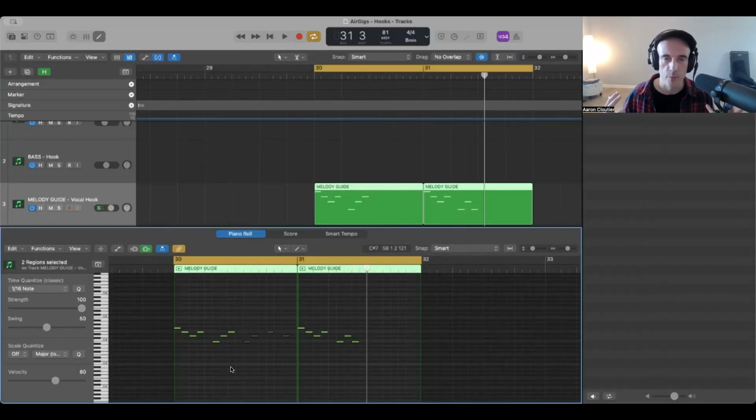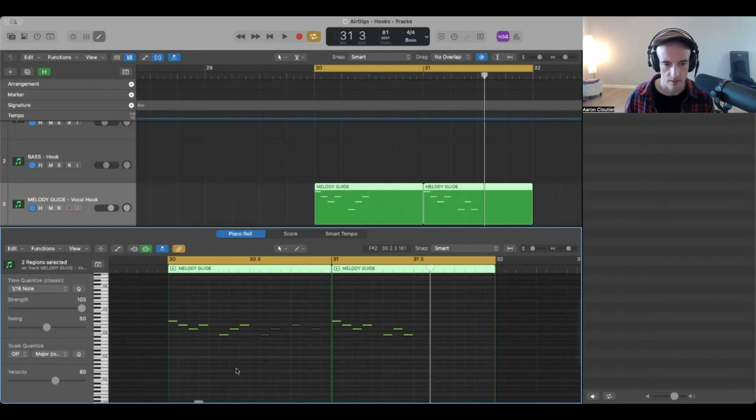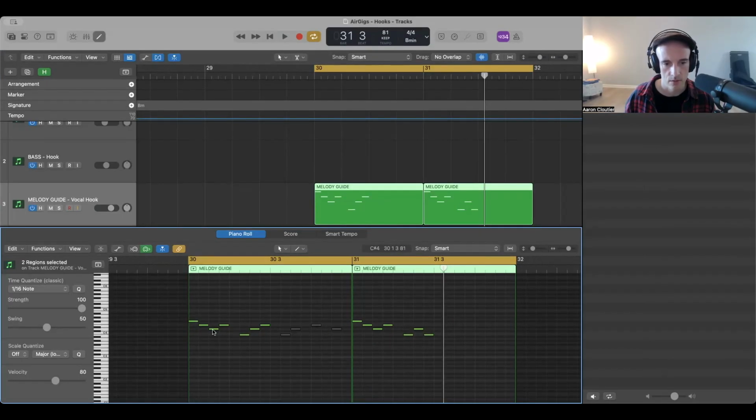Okay, so now if we look at all the notes involved, we have 1 note, 2 notes, 3 notes. This is a repeat of this note, so 3 different notes here, 4 notes. That's it. So I'm just using 4 notes. Like I said before, typical hooks, 2 to 4 notes. You can even go as far as 5 sometimes. I'll talk about that in a second, but that's all I'm doing here.